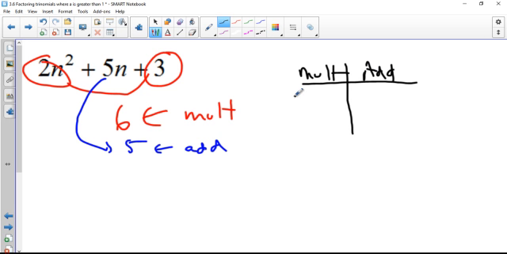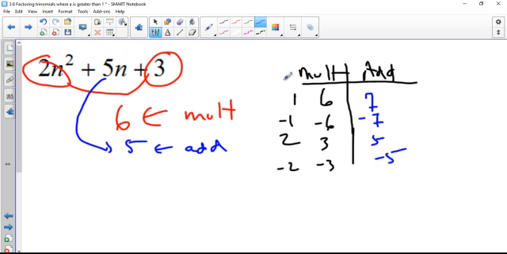So we've got 1 and 6, negative 1, negative 6, 2 and 3, negative 2, negative 3. And those are all our factors. So then we're going to look at adding these. We've got 7, minus 7, 5, minus 5. We were after 5. So there's our answer.